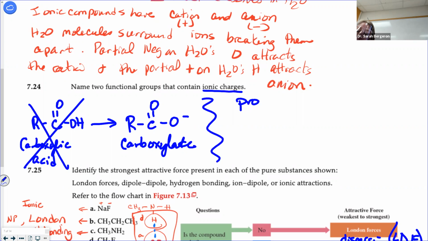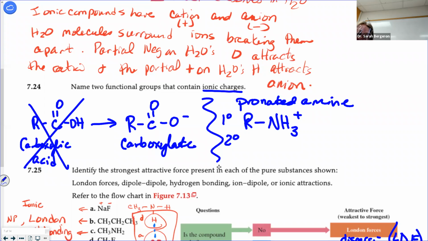Protonated amines. Protonated amines. What's an amine? An R group that's attached to a nitrogen. And then you can have primary, secondary, tertiary amines, right? So what does that mean? Primary, what if I said you had a primary amine? How many hydrogens would be attached to that nitrogen? Nope. That's talking about the R group. The primary tells me how many R groups are attached. So this is actually 3 and it's positively charged.